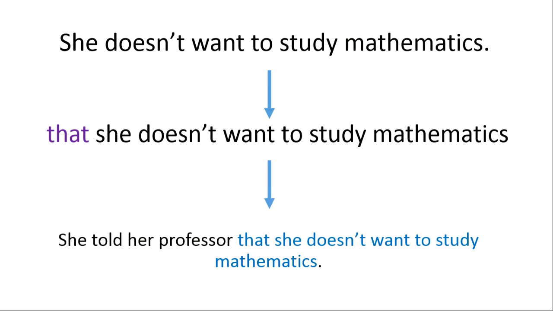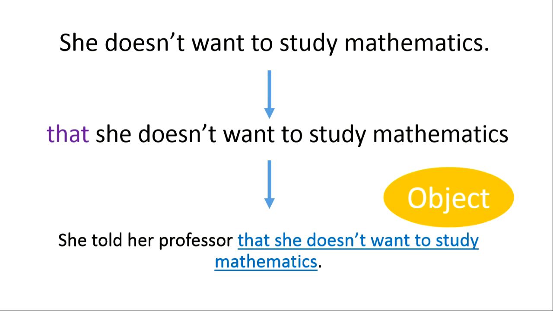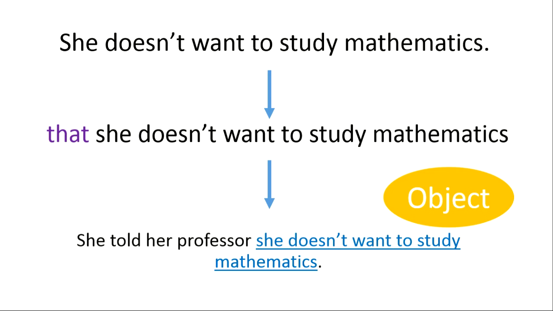And this is the final sentence. The blue part is actually the same noun clause we just made. Also, it is used as the object of the sentence. Actually, it is used as the object of the verb told. Now, the thing is that when the noun clause, like this, is the object of a sentence, you can omit that. And that is perfectly fine. And you can end up with this kind of sentence. She told her professor she doesn't want to study mathematics. That is absolutely optional. But you'd better use it because it prevents confusion.